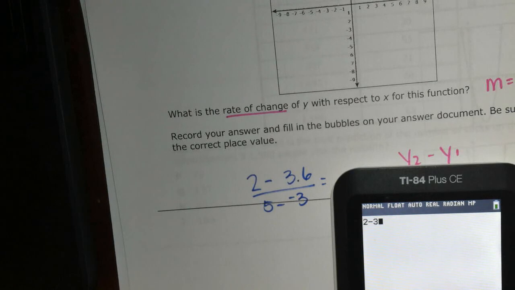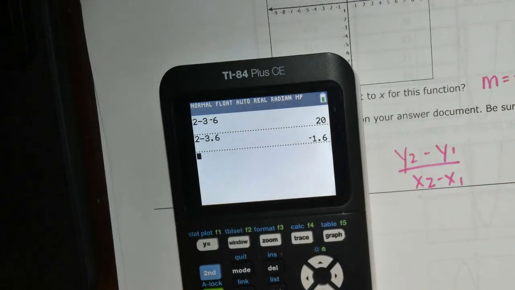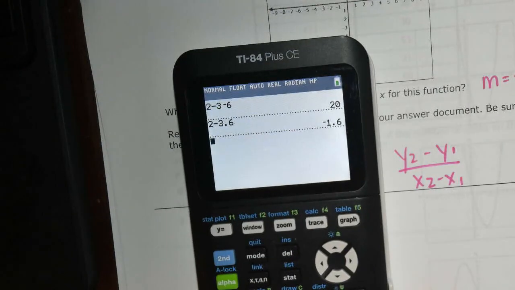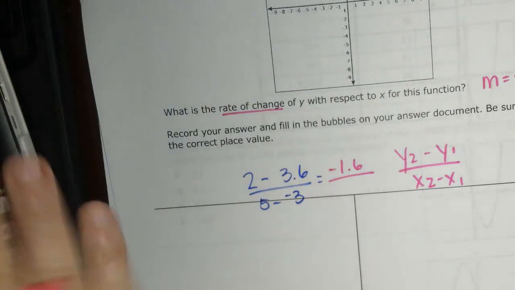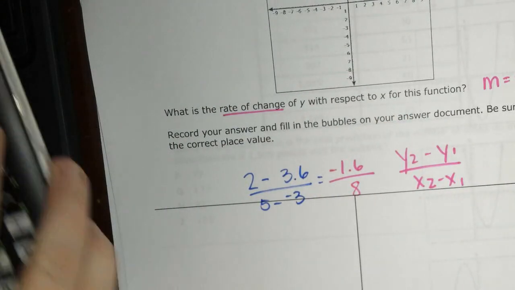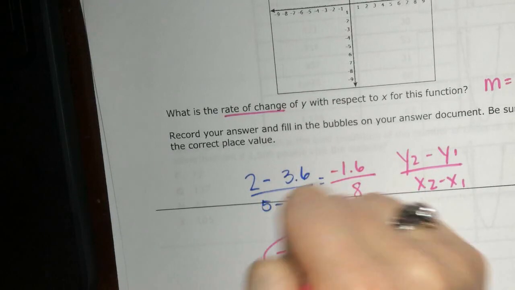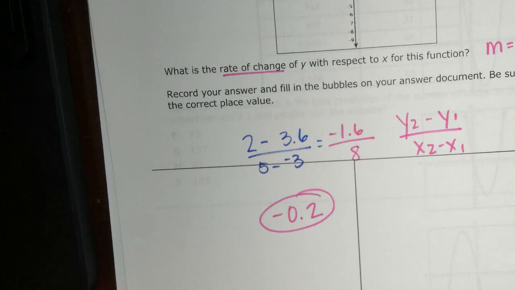2 minus 3.6 is a negative 1.6. And 5 minus a negative 3 is a positive 8. So negative 1.6 divided by 8 is a negative 0.2. That's what you should have bubbled in on your test. Alright? Okay. That's it for the warm-ups of the mock EOC 11 through 20.